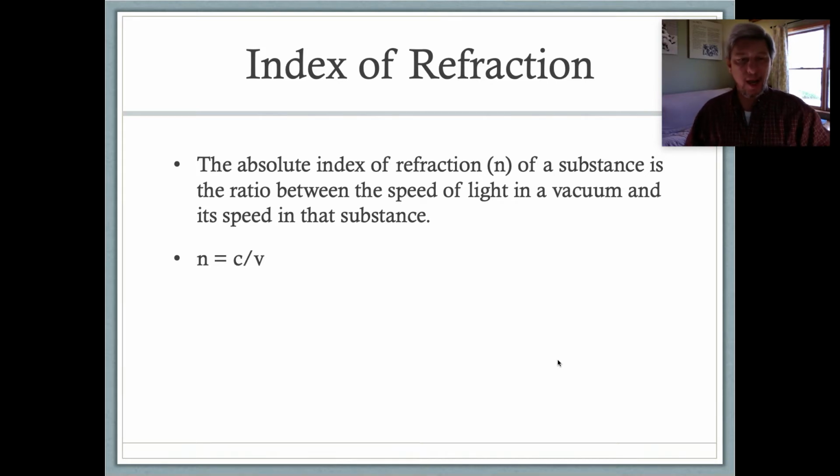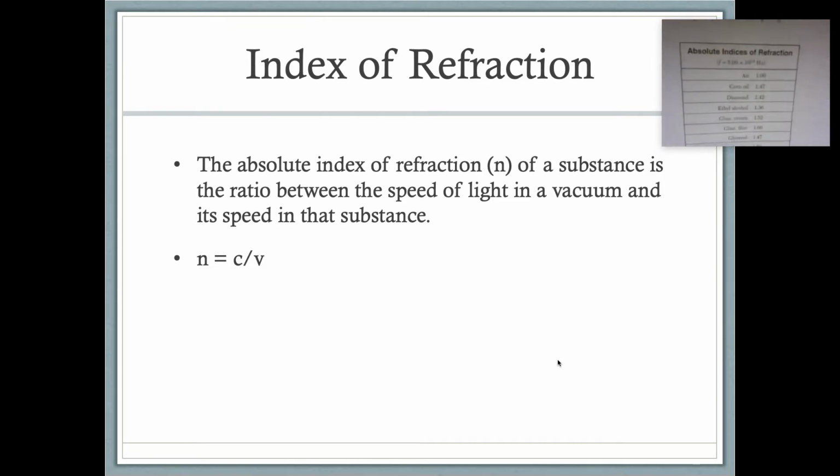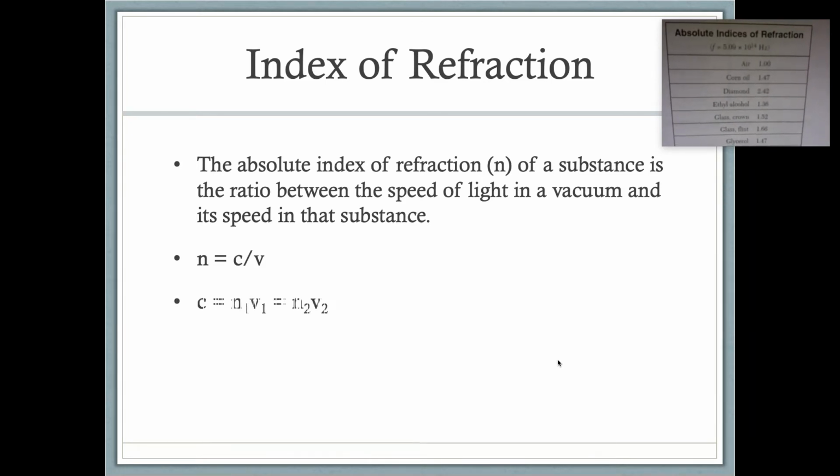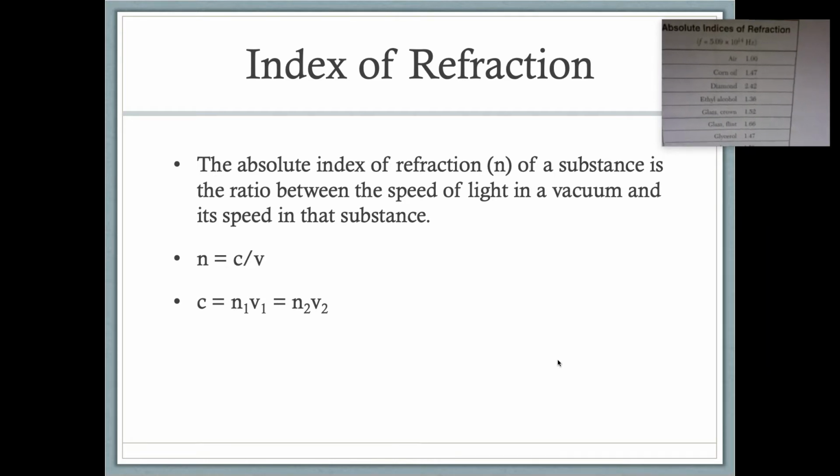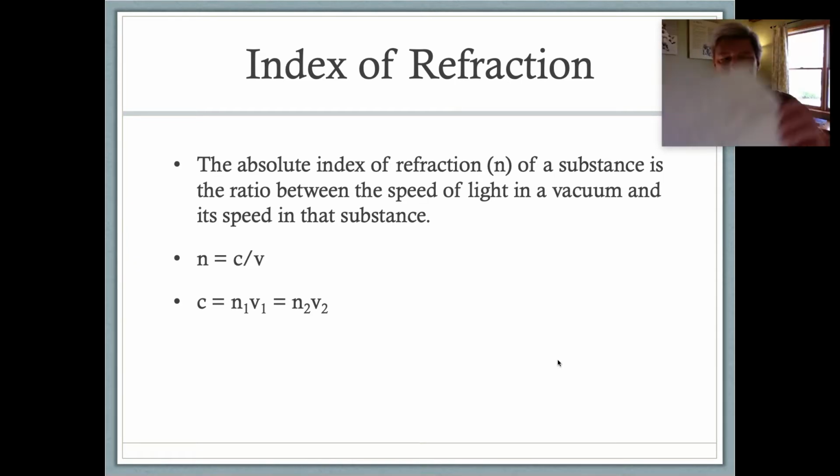Now, it turns out that there are a number of different absolute indices of refraction given to you on the second page of your reference tables. These are absolute indices of refraction of light at a frequency of 5.09 times 10 to the 14th hertz, and you've got air, which is 1, corn oil, diamond, ethyl alcohol, crown glass, flint glass, glycerol, lucite, quartz, sodium chloride, salt, in other words, water, and zircon. And they're all listed there.